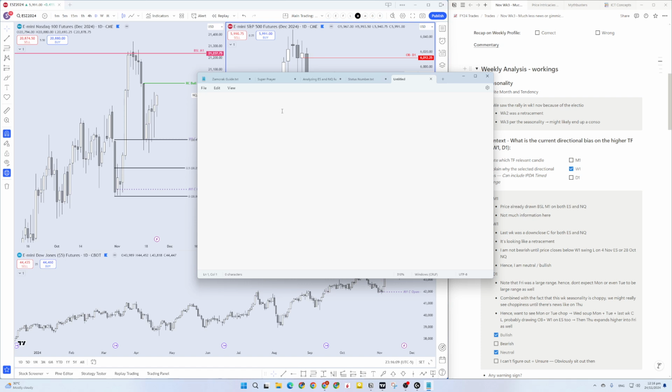So let's start with the more basic stuff. We start with the time frame, right? Time frames I use. So M1, the M here stands for monthly, so this is just monthly chart or monthly time frame.